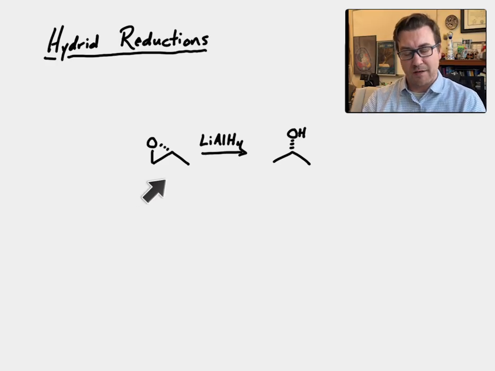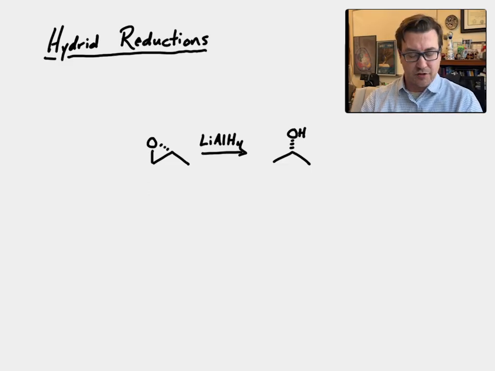Lithium aluminum hydride will take an epoxide and reduce the epoxide to an alcohol. So it will break one of the carbon-oxygen bonds. And it does so in the same manner as a strong nucleophile would react with the epoxide, so it goes at the least hindered site. So again, if I highlight these hydrogen atoms here, one of the new carbon-hydrogen bonds came from the lithium aluminum hydride.